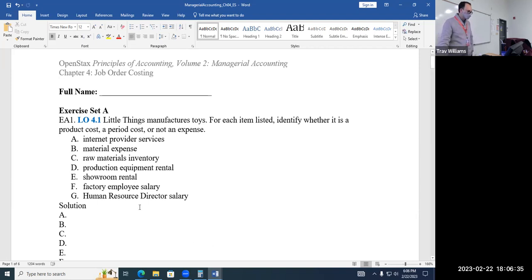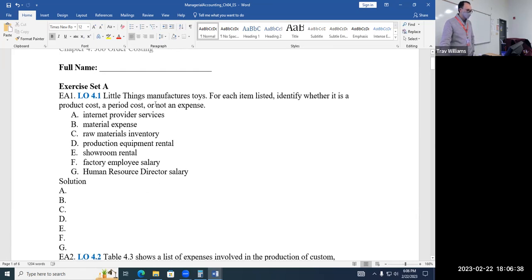In this first exercise here, this is a manufacturer of toys, and we have to look at the costs that are listed and decide for each one, is it a product cost, meaning it has to do with manufacturing. So that's either direct labor, direct materials, or anything else related to manufacturing. Do you remember what account that goes into?